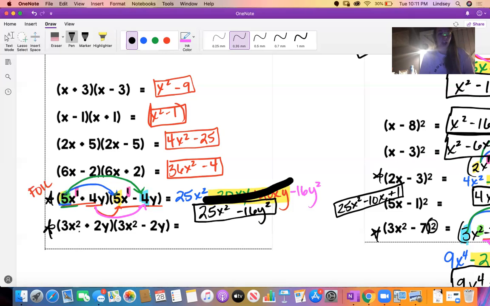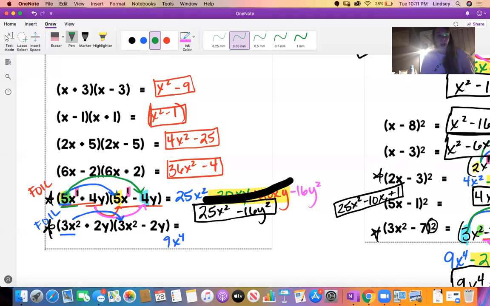All right, last one, guys, we can do this. Okay, so I have a binomial times a binomial. I know that I need to FOIL, and yes, I have written this every single time because if I write it every single time, that probably means it's really important, so make sure you're writing that down. Okay, so for first, I have 3x squared times 3x squared. Multiply the coefficients, 3 times 3, that gives me 9. Add the exponents, x squared times x squared, I'll have x to the 4th.